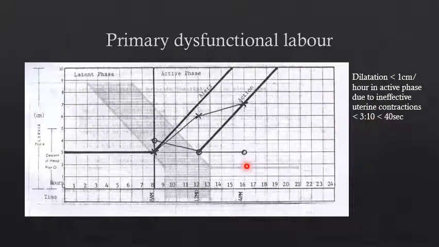The other thing about this action line and alert line is you always start from the alert line when you are in the active phase, so that 4 hours later, or 2 hours later, you will see. Once you touch the action line, it does not mean cesarean section. Action line means you need to take action.